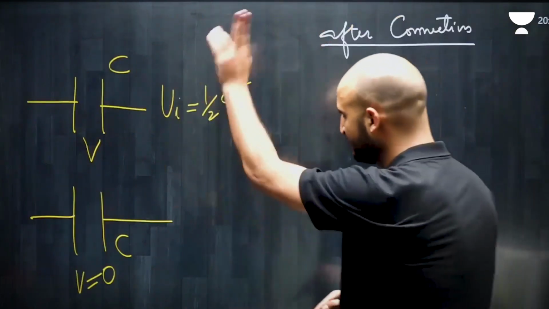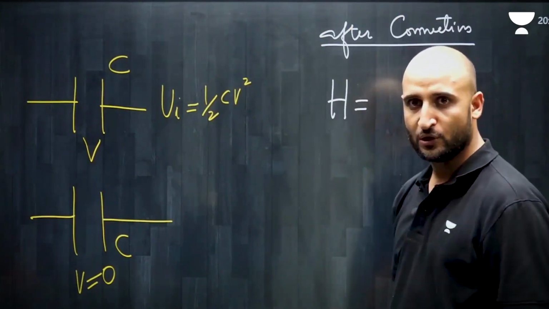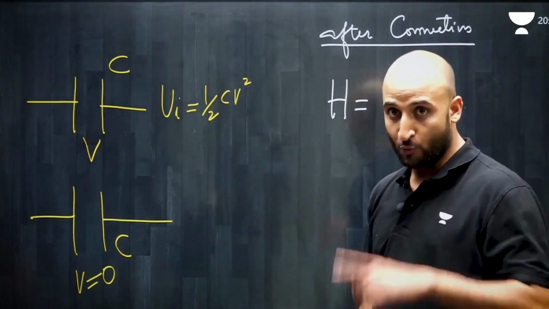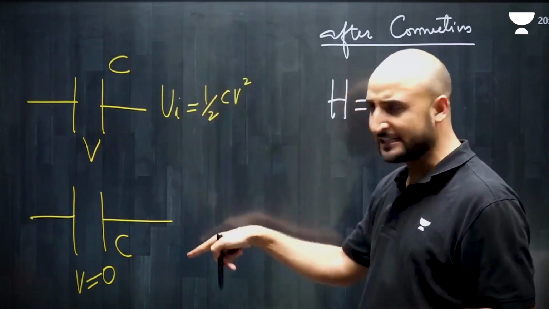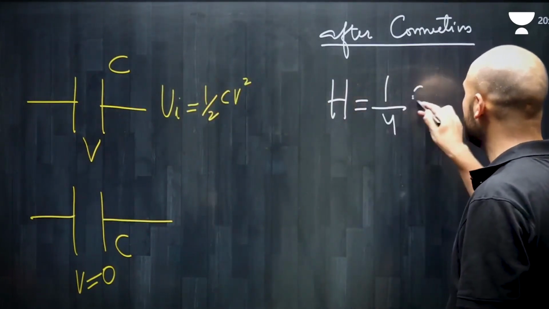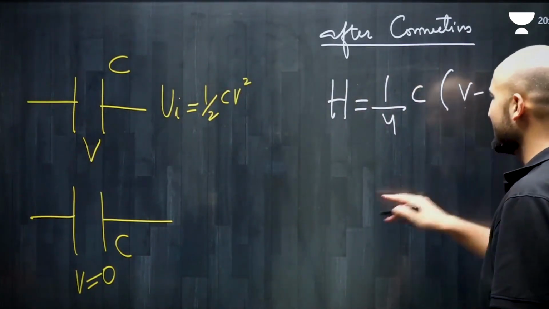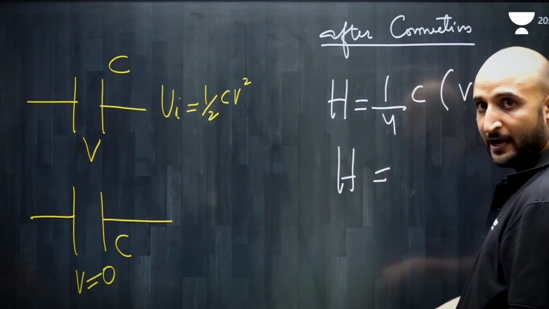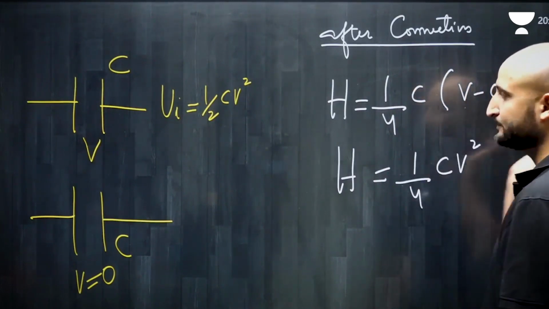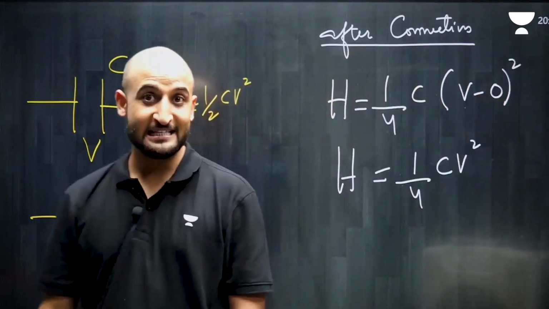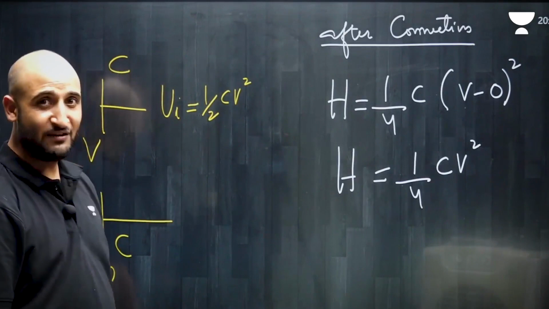Now you connect them. After connection, there will be heat loss. How much will be the heat loss? It is equal to 1 by 2 into C1 C2 divided by C1 plus C2 into V2 minus V1 whole square. But since they are identical capacitors, it is 1 by 4 into C into V2 minus V1, that will be V minus 0 whole square. So heat lost is equal to 1 by 4 CV square. What's the amount of heat loss? It is 1 by 4 CV square.